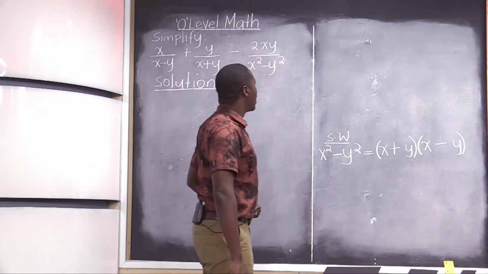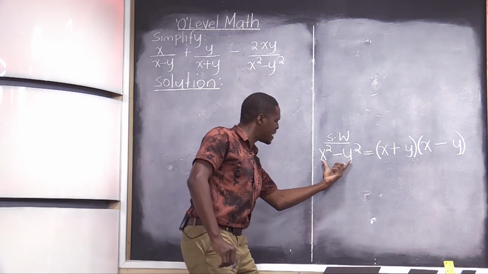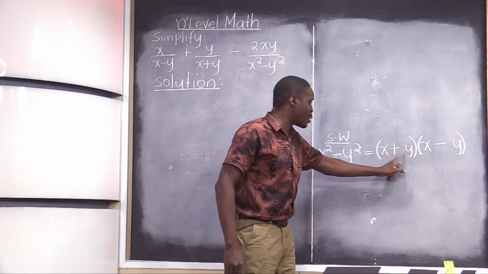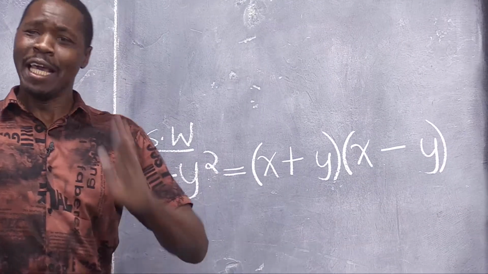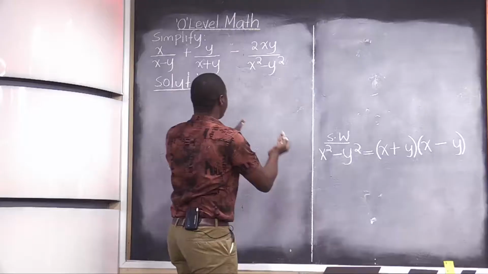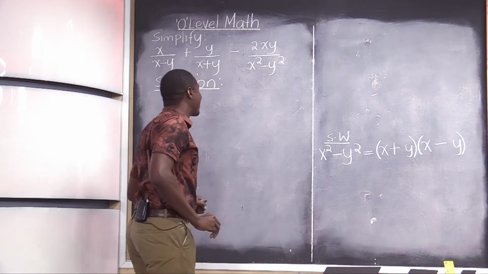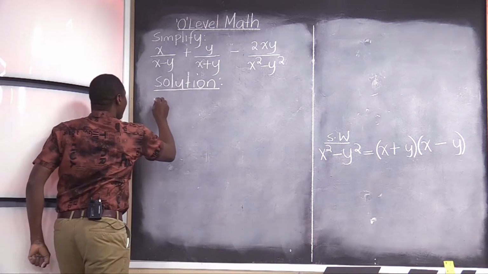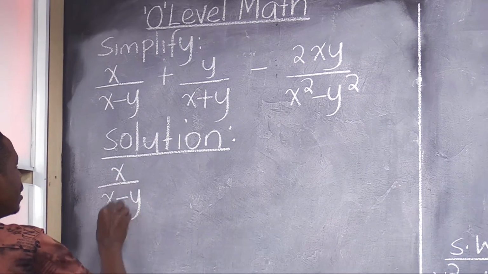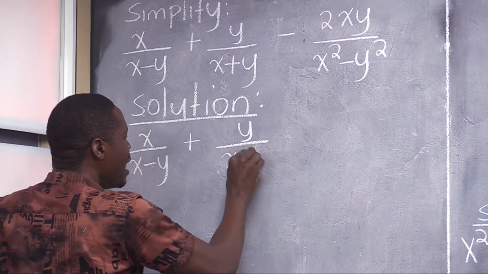Now, Mr. Examiner, sir, in your last fraction, it was the one confusing us. It had this x squared minus y squared. But now that we have simplified it, it is x plus y times x minus y. It is now good to go. We can now pick this and replace it where there's x squared minus y squared. Then let's see what we can do next. Mr. Examiner, sir, we are having x over x minus y plus y over x plus y.